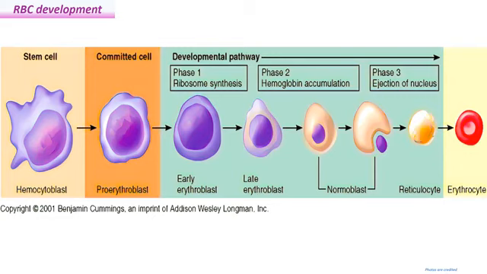In this slide, we see different stages of development of RBC from the bone marrow. In the primary stage, it is the hemocytoblast, the hematopoietic stem cell. It further develops into the erythroblast in early stage, late stage, normoblast, then extrusion of the nucleus forming the reticulocyte, and finally the erythrocyte.